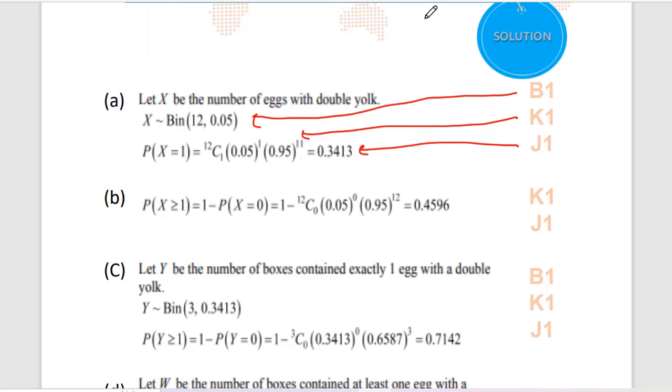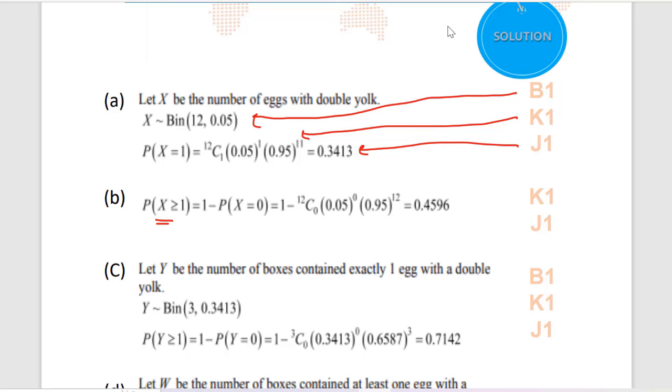Okay, kemudian kita tengok part B. Untuk part B dia nak dapatkan, find the probability at least one number of eggs with double yolk. So, kita nak cari probability X greater than or equals to 1. Kebiasaannya, kalau kita ada greater than or equal ni, kita boleh terus tengok daripada table. Tapi dekat sini kita ada n equals to 12. Dalam table awak tak ada n equals to 12. Dia ada n equals to 10 dan terus n equals to 15. So, tak boleh guna table. So, this one, no choice.